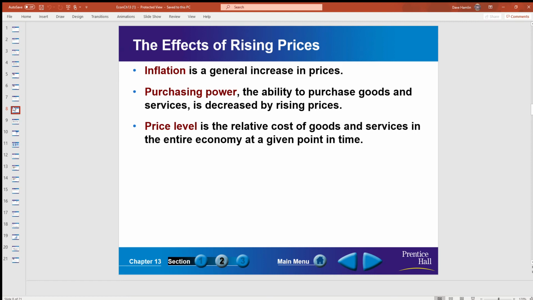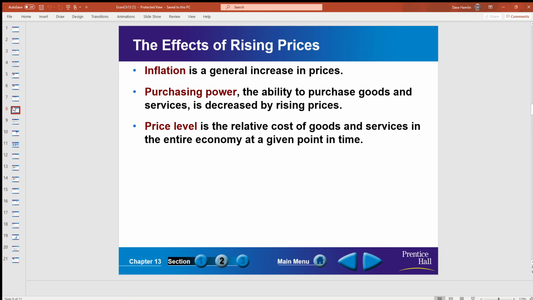Of course, with rising prices, my purchasing power decreases. When prices fall, my purchasing power increases. Keeping in mind that I've always got the same wages. If my wages change, the whole equation changes.